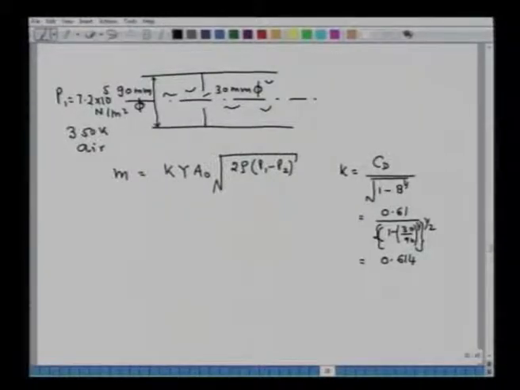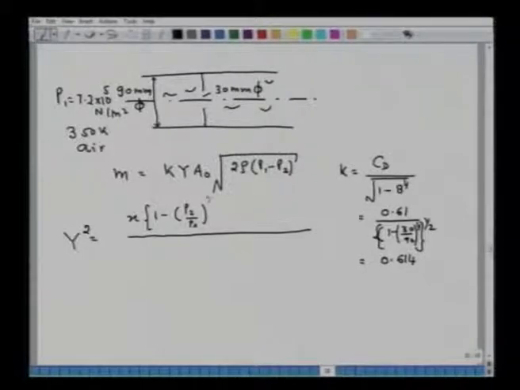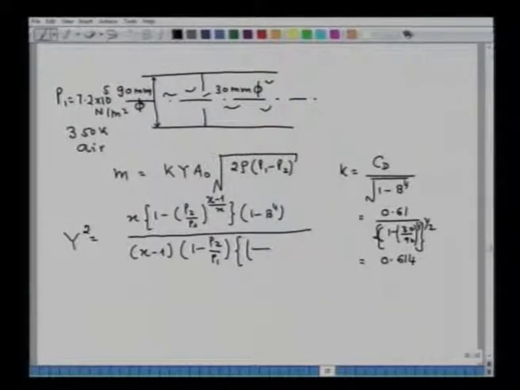Now, we can calculate also Y. As you recall, Y was the expansion factor, and this equation is kappa upon kappa minus 1, times (1 minus P2 upon P1 raised to the power (kappa minus 1) upon kappa), times (1 minus B to the power 4), upon (1 minus B to the power 4 times P2 upon P1 raised to the power 2 upon kappa), all to the power of one half. So, all that we have to do is substitute the values, but we have to find out P2 and P1.